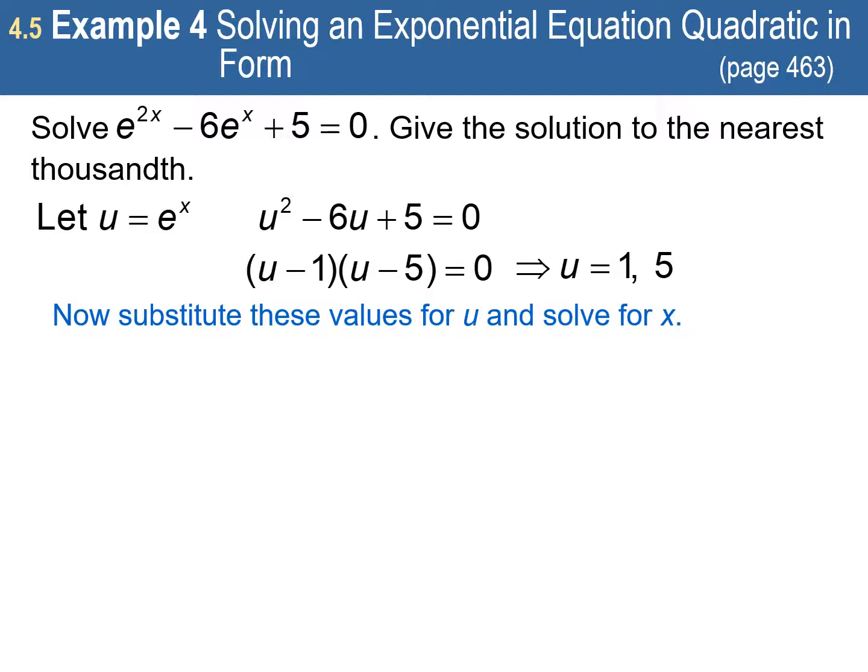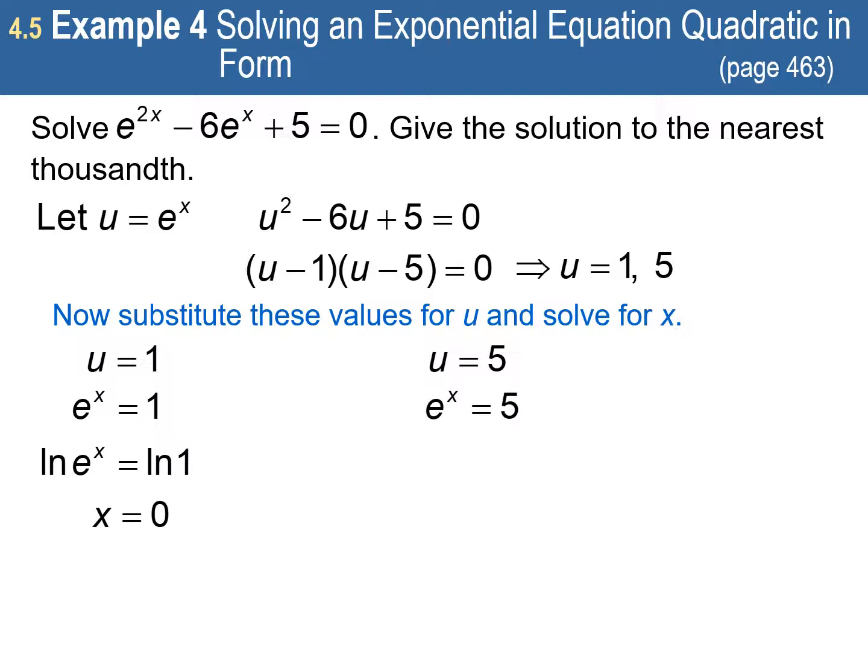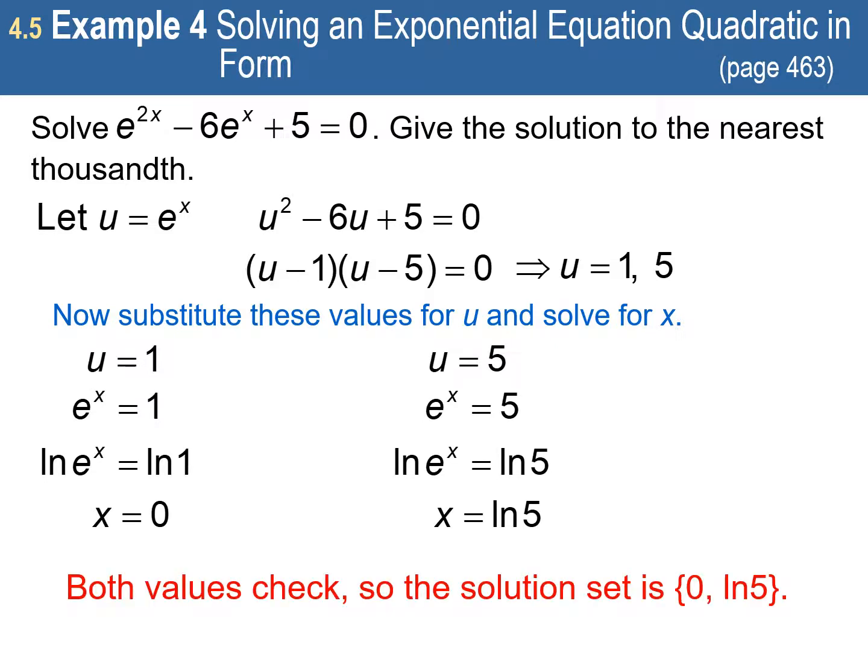But remember, u is e to the x. So substituting back, when u is 1, e to the x is 1. So in this case, taking the natural log of both sides, I get x is 0. Now when u is 5, e to the x is 5. I take the natural log of both sides. So x is the natural log of 5. So my solution set is 0, natural log of 5.